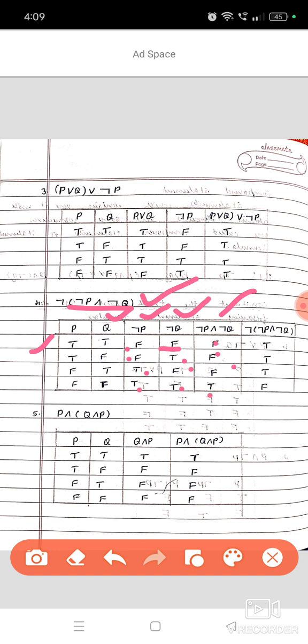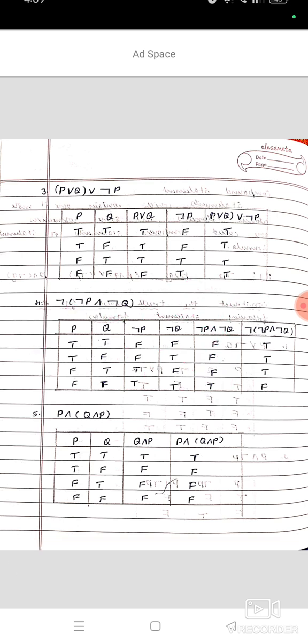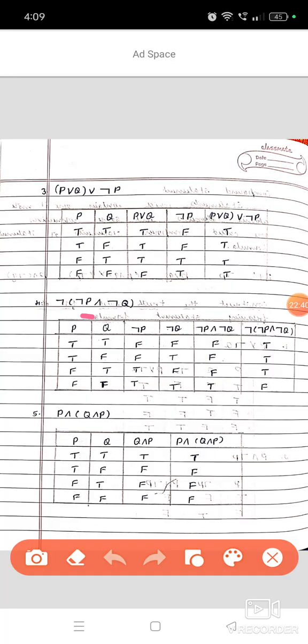Okay. Then take its negation. We got not P and not Q. Now we have to take this negation. So what happens? Opposite truth value. Here false, true. False, true. False, true. True, false.